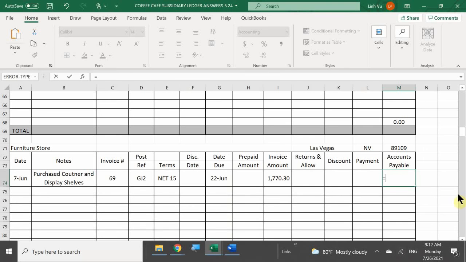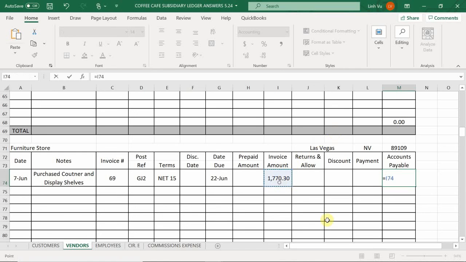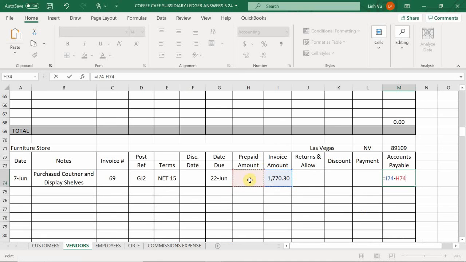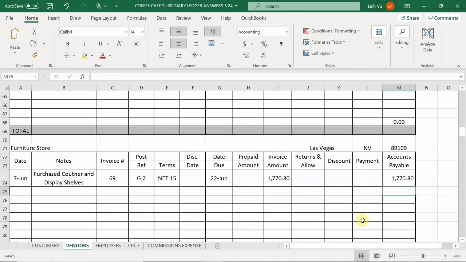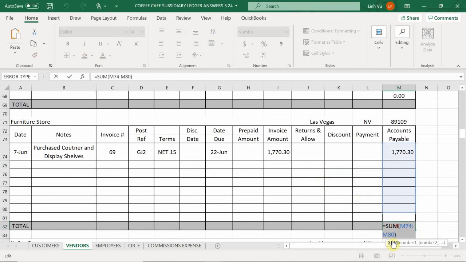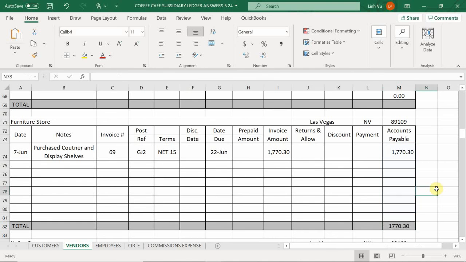So in this case, the formula is invoice amount minus your prepaid minus your returns and allowances minus any discounts and minus any payments. So in this case, I owe $17.70 and 30 cents. And here, my equal sum formula is already intact. So therefore, I owe furniture store in grand total $17.70 and 30 cents.